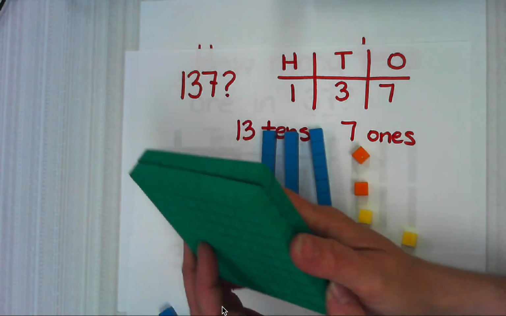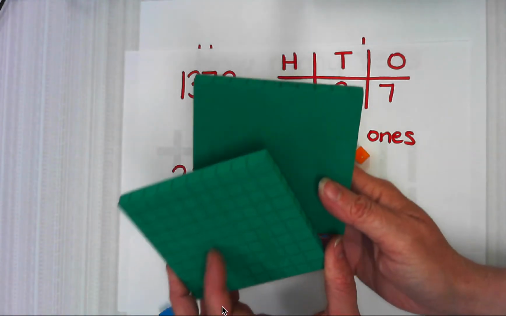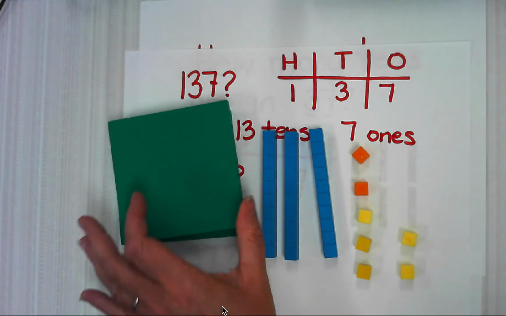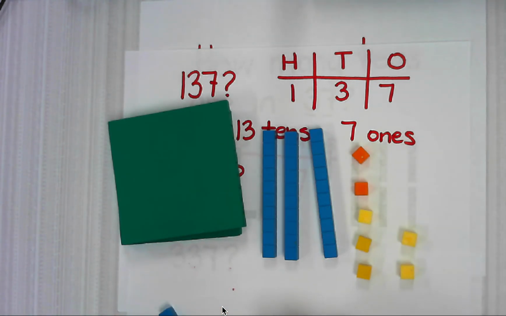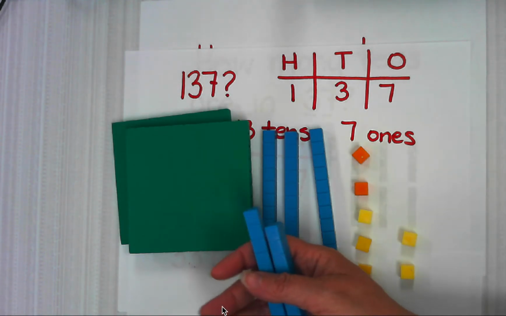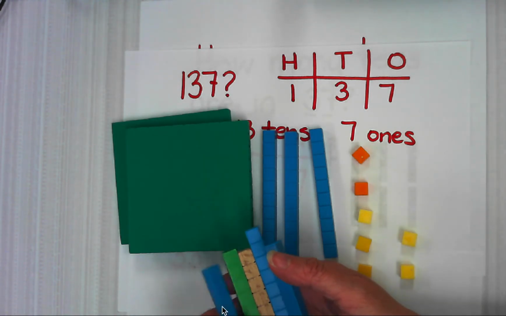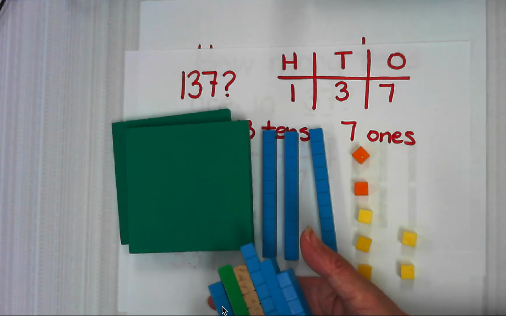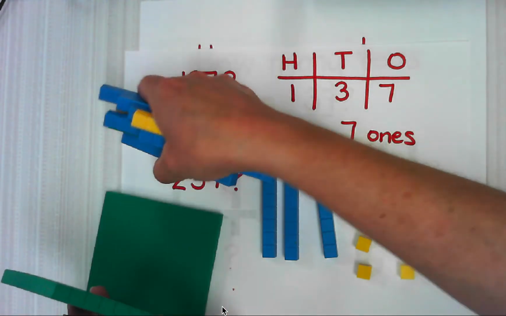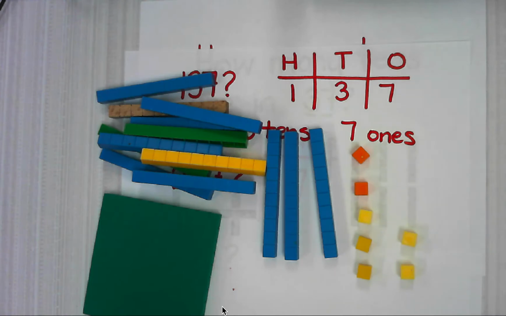All right, we're going to take these away. We're going to regroup these into tens. Okay, how many tens are in 100? Come on, we just did that. Right, 10 tens in 100. So I'm going to swap this one out for 10 tens. 1, 2, 3, 4, 5, 6, 7, 8, 9, 10. 10 tens for 100. That's a fair trade. Put those there. Take this 100 away.